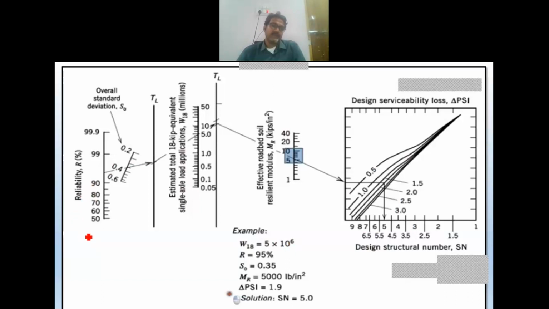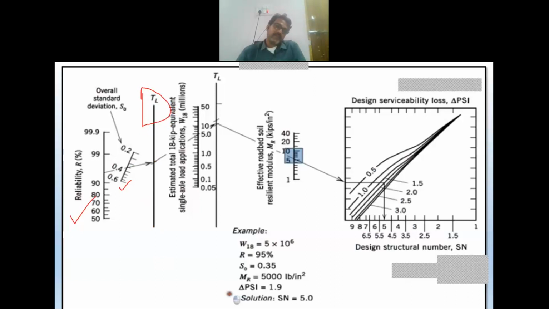There is a vertical axis, the reliability axis. R percentage begins from 50%, 60, 70, 80, 90, 99, and 99.9. Then there is the overall standard deviation axis. This is the inclined axis of standard deviation, and it is given in our problem. Then there is a turning line, this could be the first turning line.